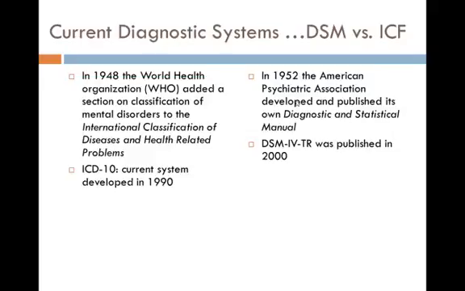As it relates to the DSM, it was established in 1952 by the American Psychiatric Association, and it was developed and published initially as a diagnostic and statistical manual for psychiatrists working with persons with various forms of mental illness. The DSM-4 TR was published in its current form in 2000. We'll take a look at the genesis and evolution of the DSM over the years.